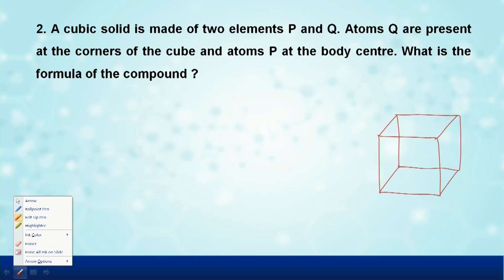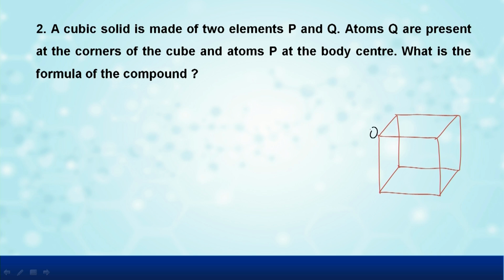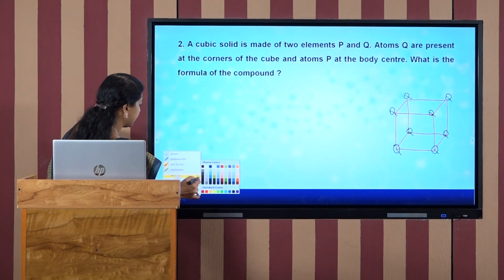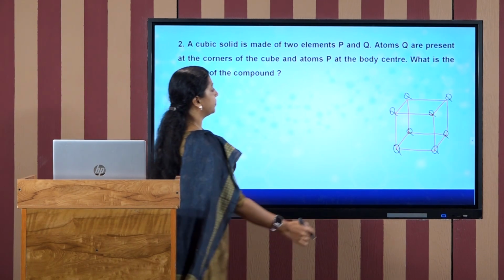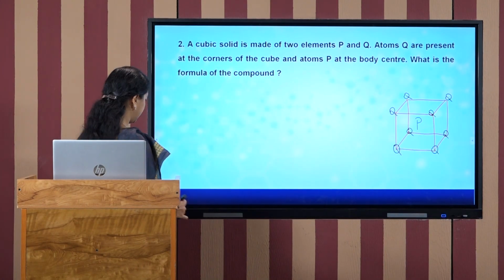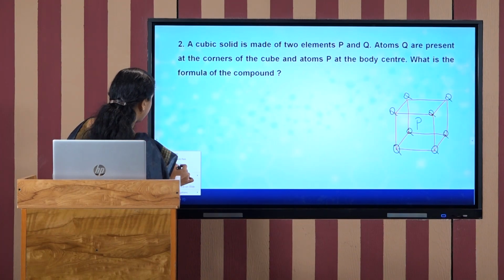It is given that Q atoms are present at the corners. Okay. So, on the corners we can represent the Q atoms. We have 8 corners. So, the Q atoms are present at these 8 corners. Now, next is the P atom, and P atom is present at the body center. So, at the center of the body we have a P atom. Okay. So, now we have to find out the formula of the compound.